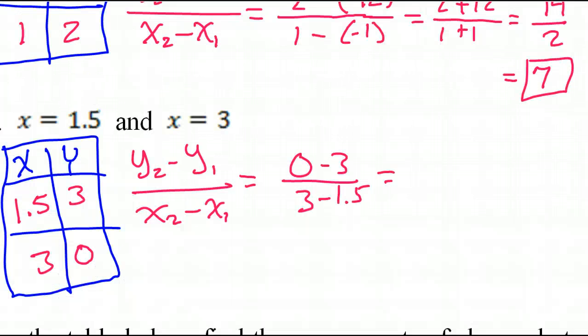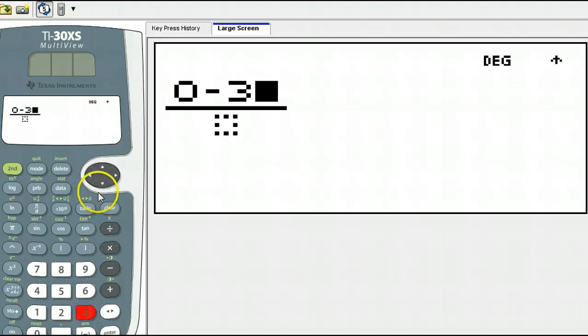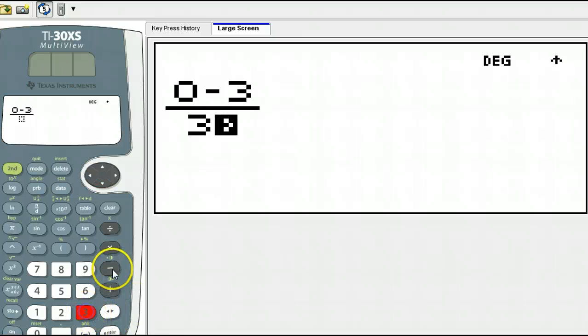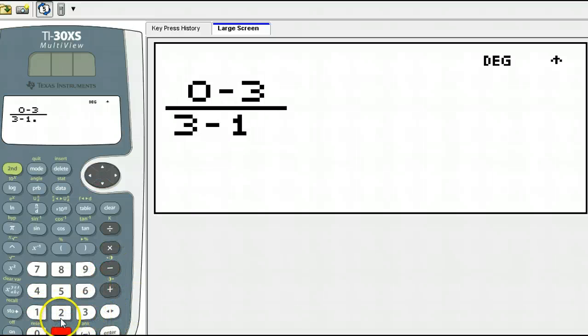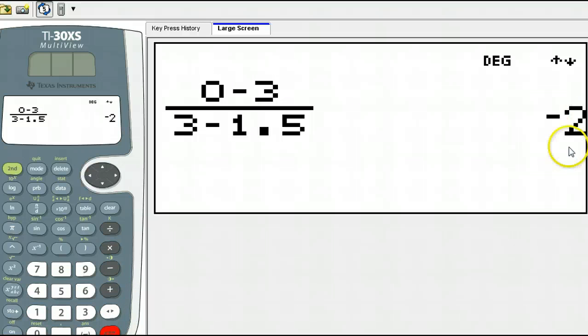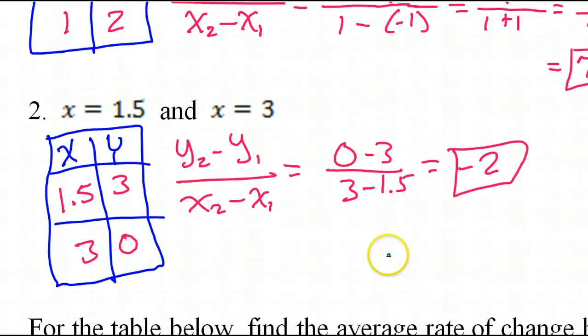Okay, so we've got 0 minus 3, so fraction button. So 0 minus 3, and then 3 minus 1.5. Okay, oh look, that's negative 2. Genius. So that is the rate of change for problem number 2.